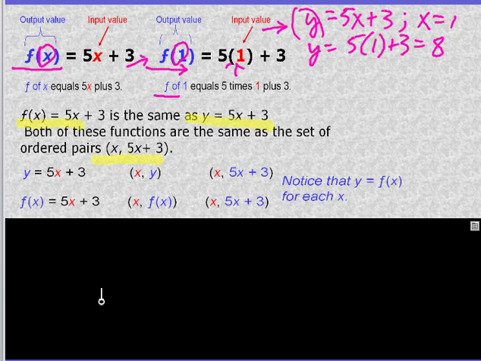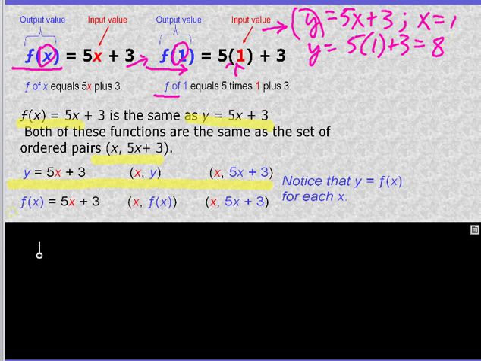So this just shows you the difference for the notation you're used to with y equals 5x plus 3. This shows you the difference when you're replacing y with f of x. So your ordered pair now becomes not x, y, but x, f of x.